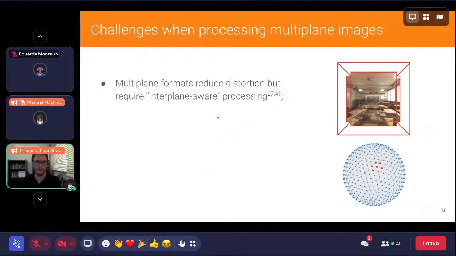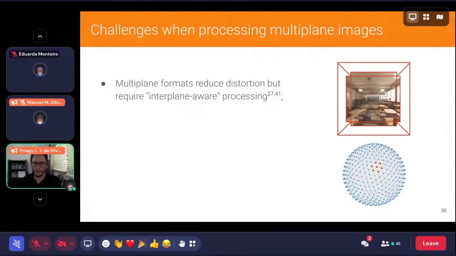We also have some kind of challenges when we process other representations. And I'm depicting the cube map issue here, where we have the central face, for example, and we can consider the information from the other faces when we are processing this particular face.